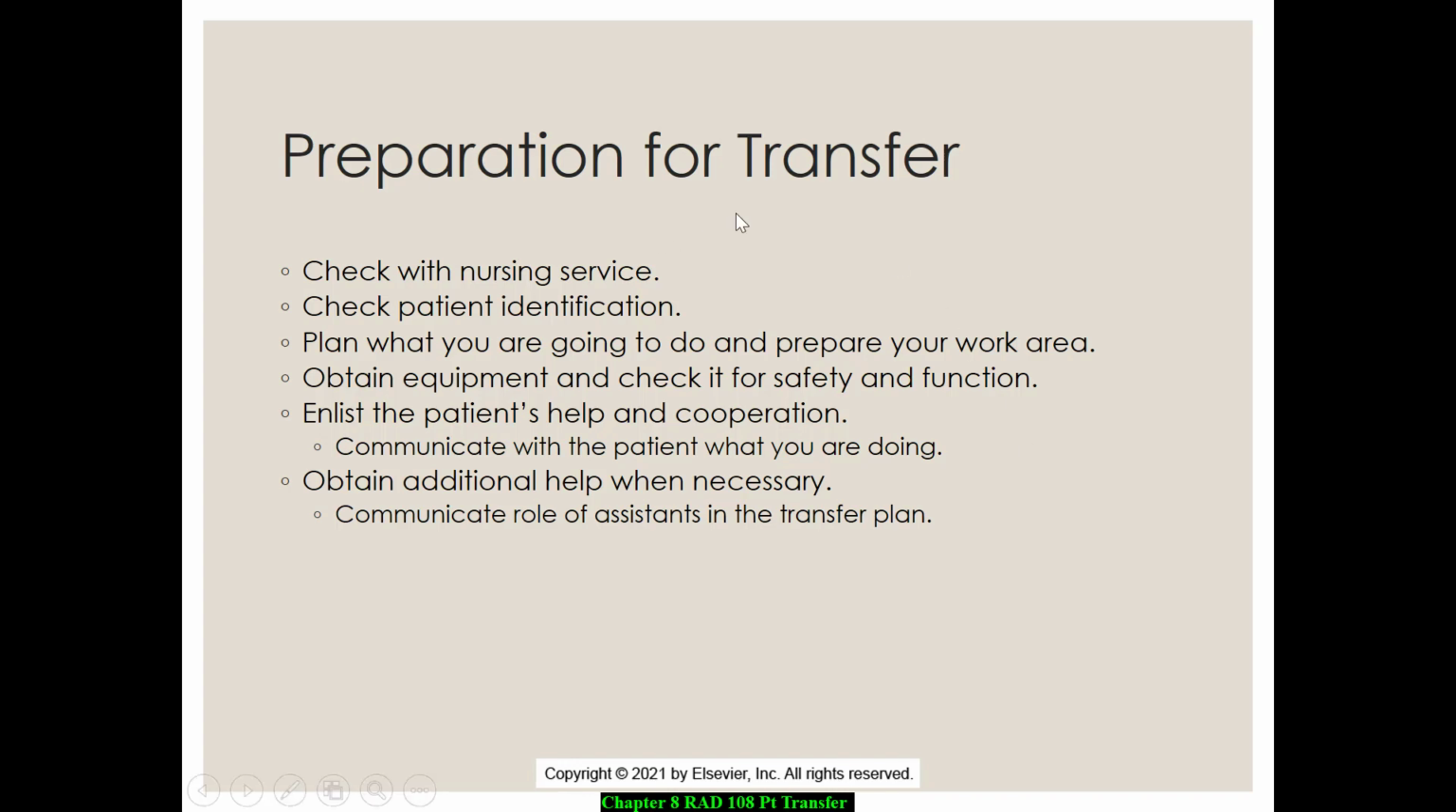So when you're preparing for your transfer, you do need to check with your nursing service if you're going up to get your patient to make sure that you're aware of how this person can be transported. You need to check their identification to make sure you have the correct patient. You're going to prepare your work area, obtain any equipment to keep your patient safe.